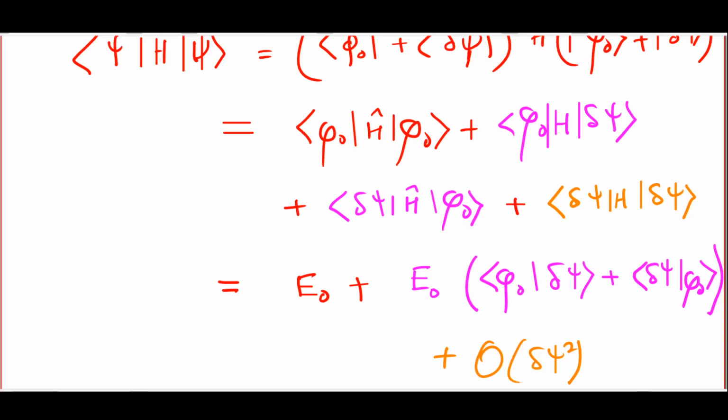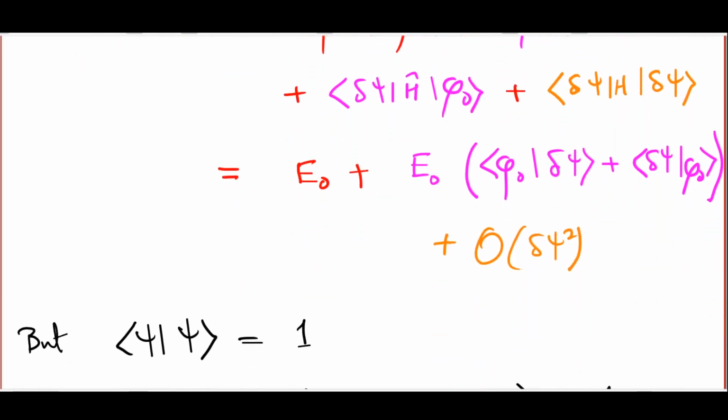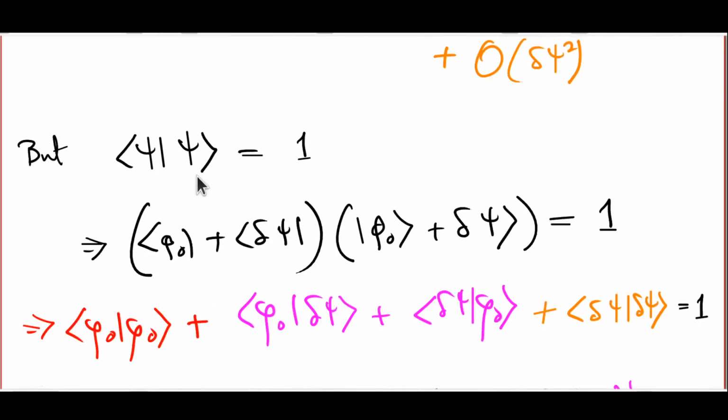At least it should have been dominated by this term. What happens is that this term actually is 0. To see that, let me point out that the ket psi is normalized, right? So bra psi ket psi is 1. Replacing the value of psi by phi 0 plus delta psi, once again, what we get is that this term has to be 1. This splits into 4 pieces as before. One piece which is independent of delta psi, 2 pieces which are linear in delta psi, and one more piece which is quadratic.